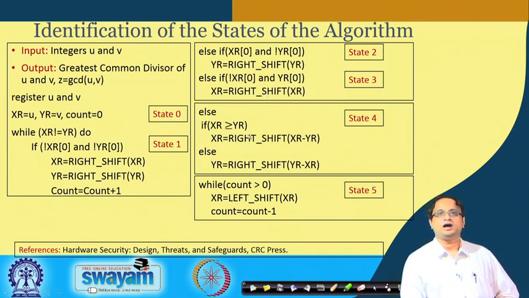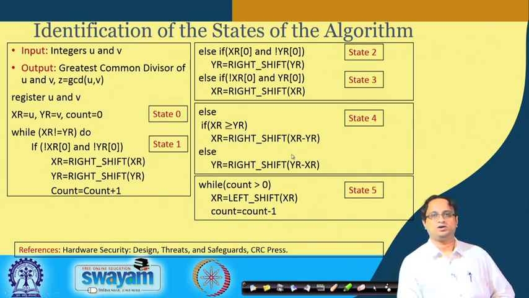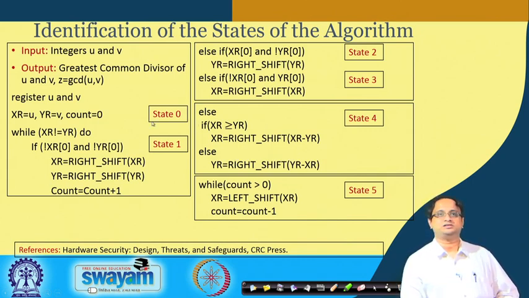The other possibility is that both of them are odd. That's the else part here. So here again I do a comparison between XR and YR. If XR is more, then I just right shift XR minus YR. So basically I do (u minus v) by 2. That's an analogy here. Likewise, I do YR minus XR.